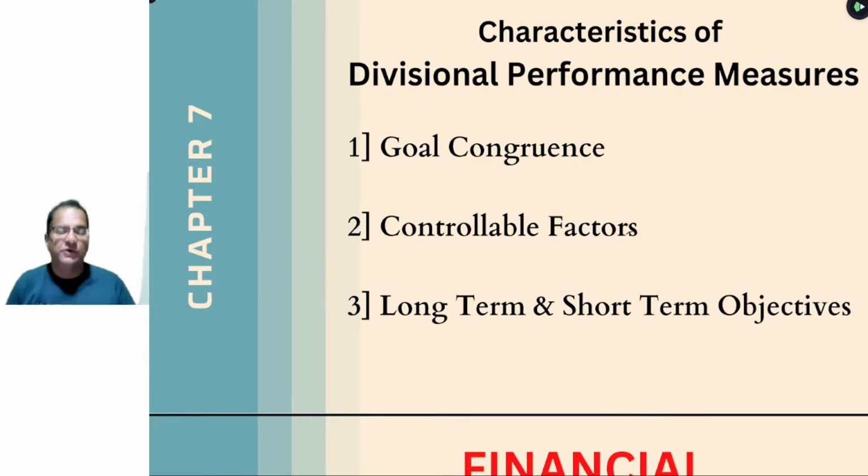Third point, write it down, beta. Drop one or two lines and then write down the third point: long-term and short-term objectives.